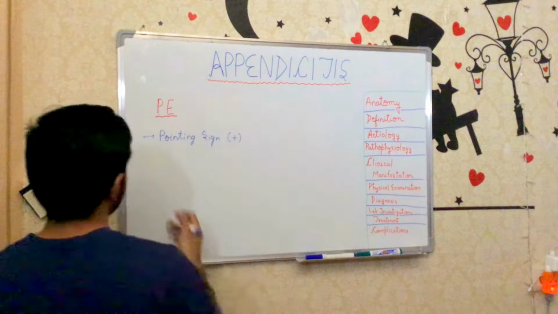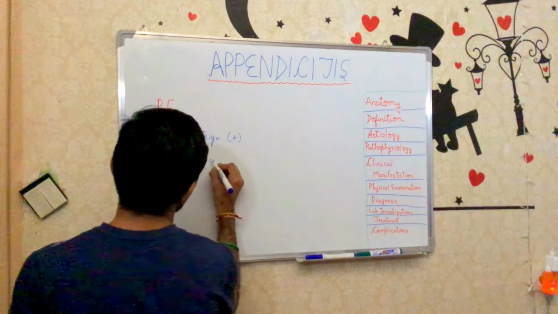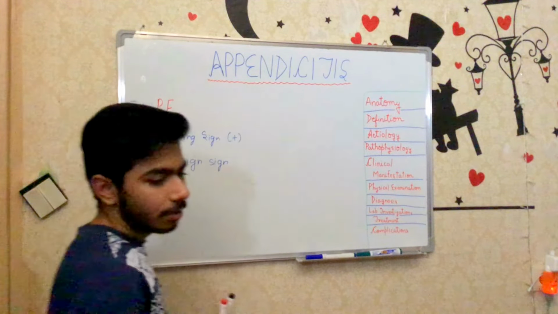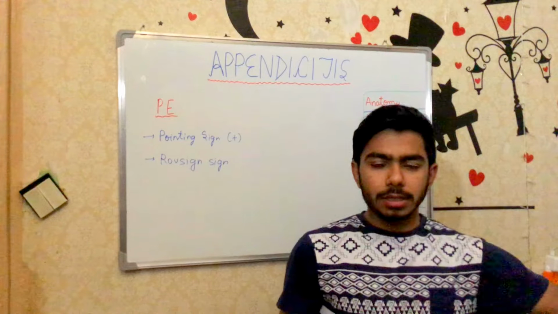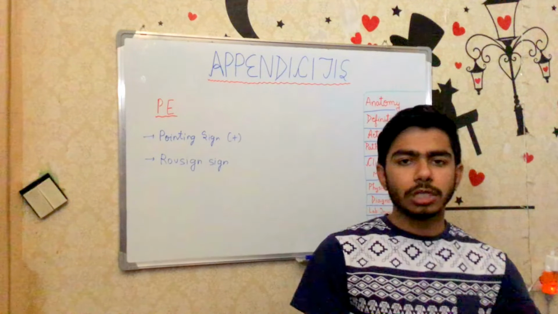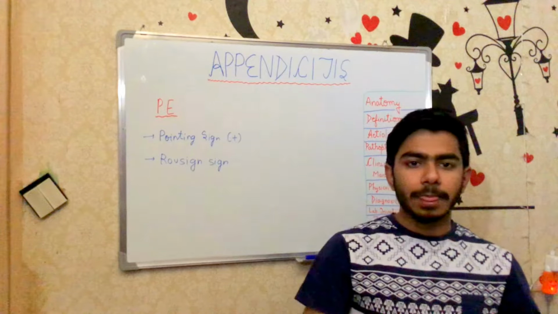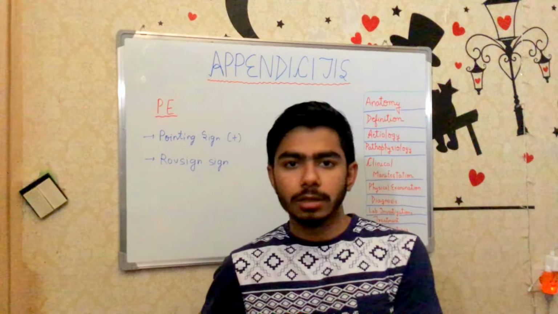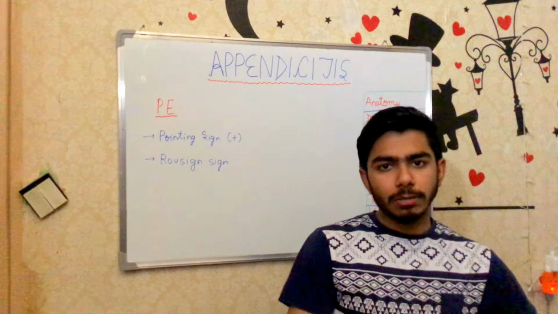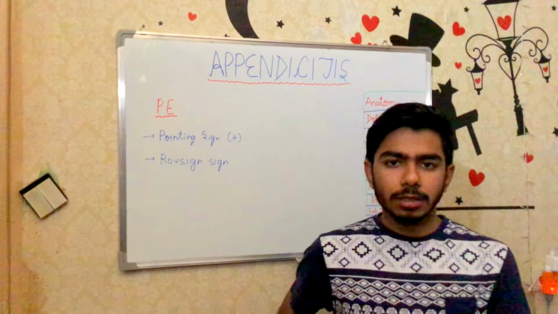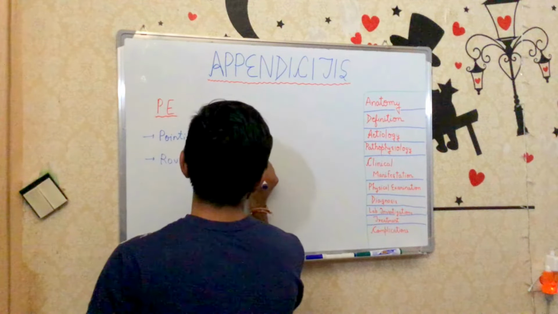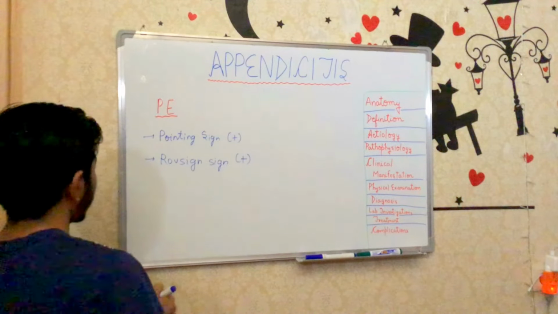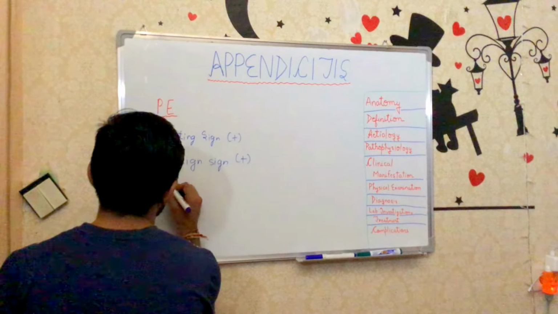Now we have the Rovsing sign. What is the Rovsing sign? If you press on the left side of the abdomen, the patient will feel the pain in the right side, the right lower quadrant. Meaning if you are pressing on the left side of the abdomen, the pain will be elicited on the right side. That is the positive Rovsing sign, which could be more particular in appendicitis patients. Obturator sign.